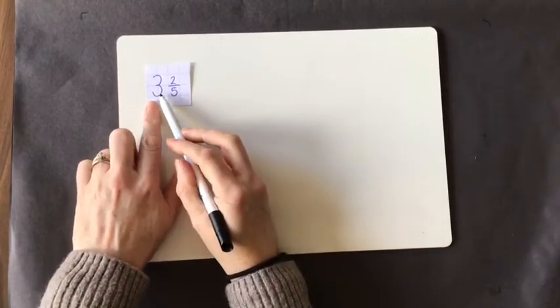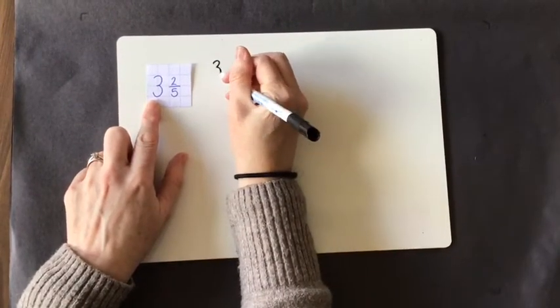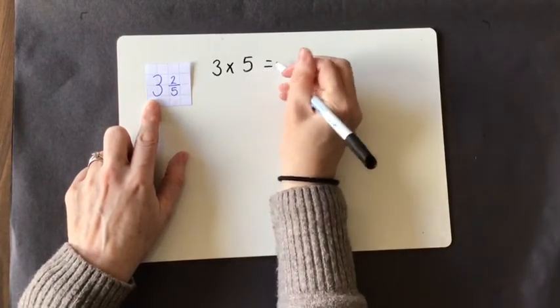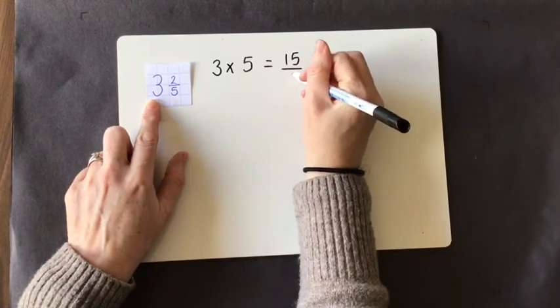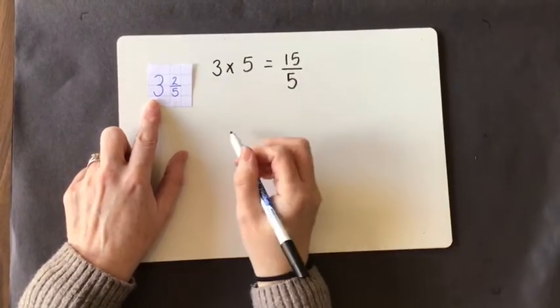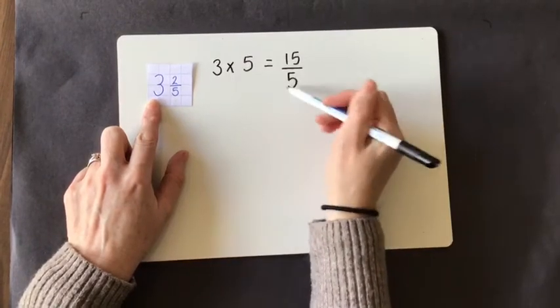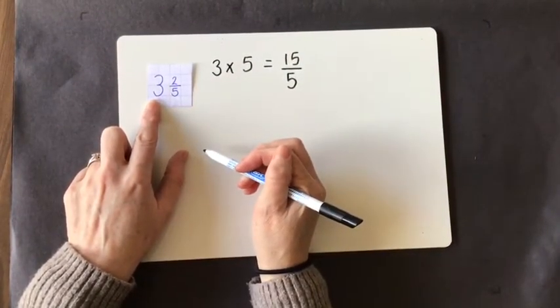and it's relatively simple. The first thing we need to do is look at the whole number and the denominator, and we multiply them. So we do 3 times 5. Now that equals 15. 15/5. We've now got 15/5 and we've been left with 2/5 because this is actually 3 as a fraction.